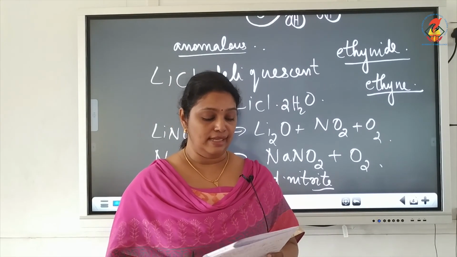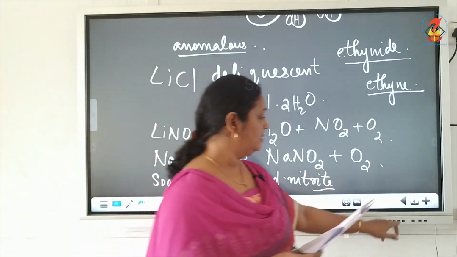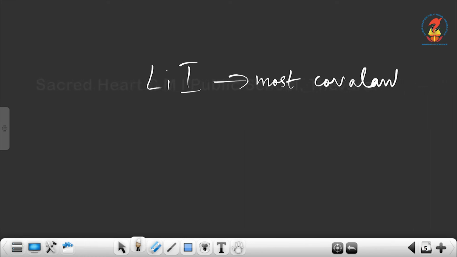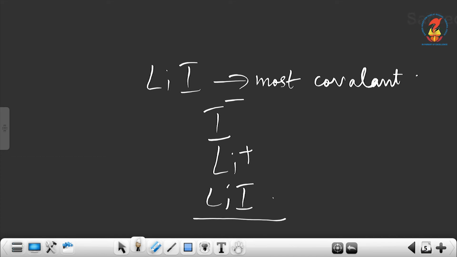Now the next question is, is lithium iodide the most covalent among all alkali metal halides? Now the answer is, you know that among the halides, I minus has the largest size and Li plus has the smallest size. So Li plus can easily polarize I minus, therefore LiI, lithium iodide, is the most covalent in nature.